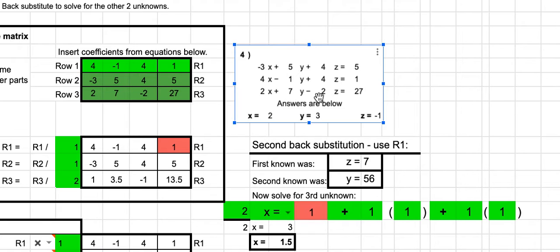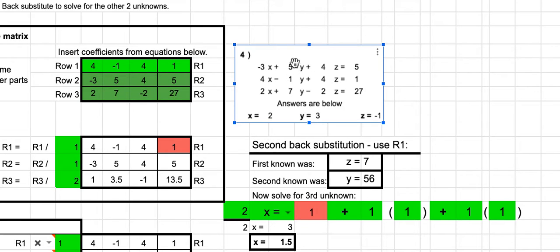The second thing is I'm looking for ones, or negative ones. Row 2 has a negative 1. That's in the coefficients, that is. I don't worry about ones over here. I'm worried about ones in the coefficients. So I want to put that in the first row. 4, negative 1, 4, 1 is going to be row 1.